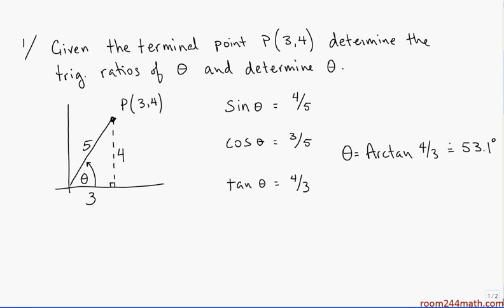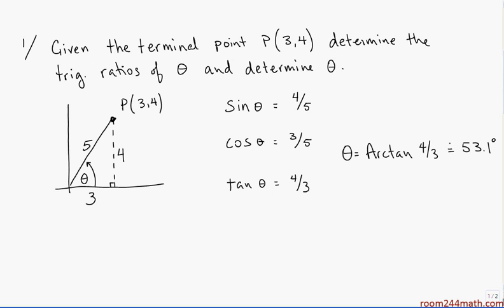Now, if you get a funny result like 0.92, that means you're in radian mode. So make sure you know how to change your calculator from radian mode to degree mode. And anytime you get some kind of weird looking answer like that, just make sure you're in degree mode.